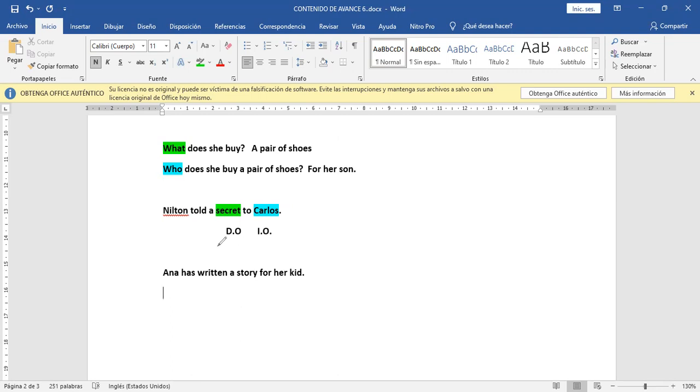Great. Nice example. Why? Because you are using present perfect. Anna has written, or written, as you say. I said written. Anna has written a story for her kid. Now tell me, where is the direct object? Class, which one is the direct object? Which one is the indirect object?